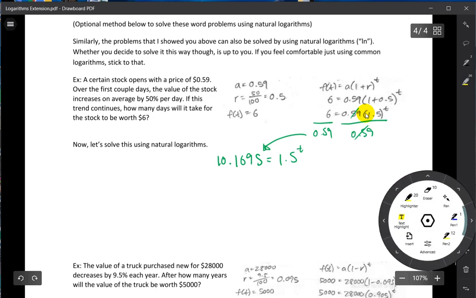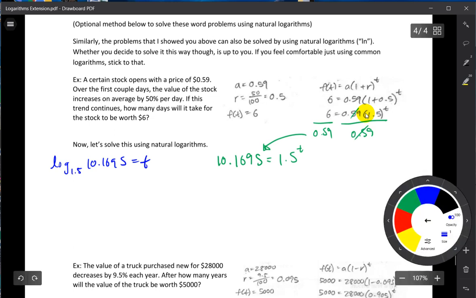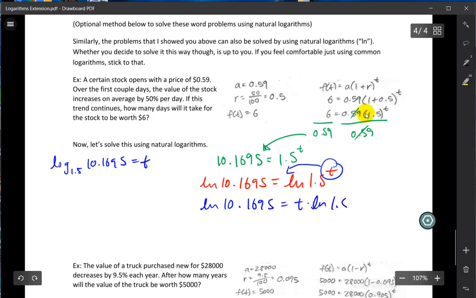Okay, I totally see you guys. If you like doing the base method, I can see you already doing log base 1.5 of 10.1695 equals t. That's fine, you can go ahead and solve it. Now, let's solve this using natural logarithms instead. So we have ln of 10.1695 equals ln of 1.5 raised to the power of t. Similar idea as you can see here. With this exponent, we're going to drop it in front. So this is ln of 10.1695 equals t times ln of 1.5.